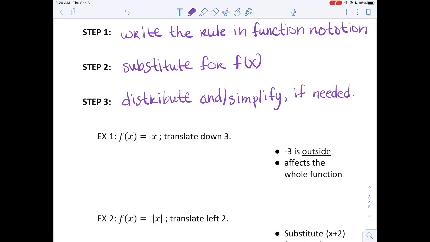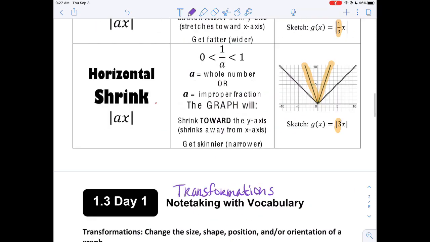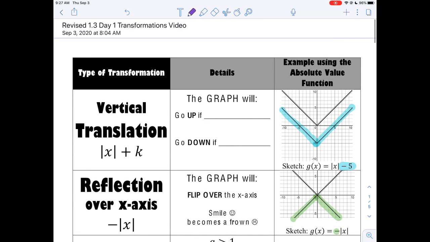All right, we have an example here about translating down by 3. So let's go ahead and remind ourselves what the rule is for vertical translation. I'm going to switch over to the quick reference guide for a minute. All right, and so here in the quick reference guide, you can recall that for a vertical translation, we have some function f of x and then plus k.